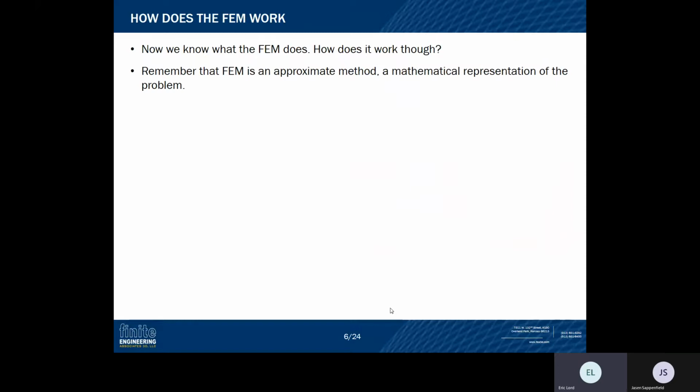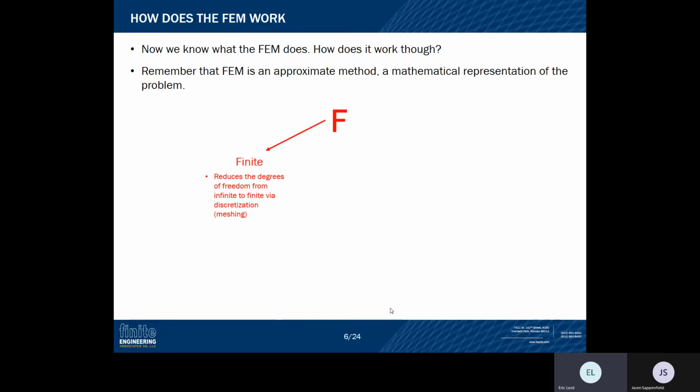Now that we know what finite element does, how does it work? What does it actually do, or what process is in place? You have to remember that the finite element method is an approximate method. It's a mathematical representation of the problem, so it's not an exact solution. So think about it this way: we have the finite element method.